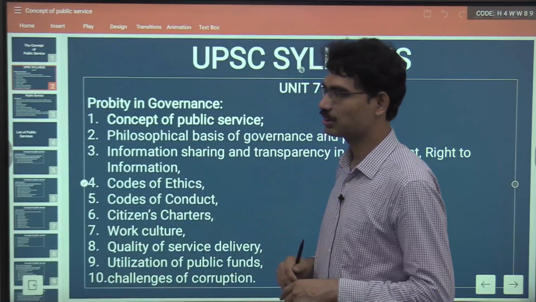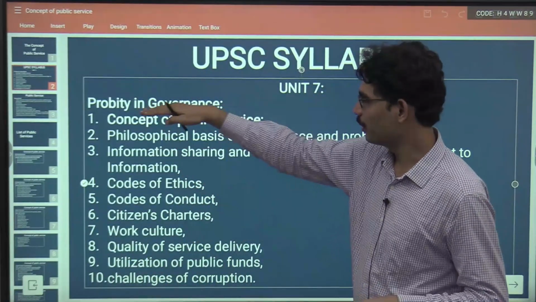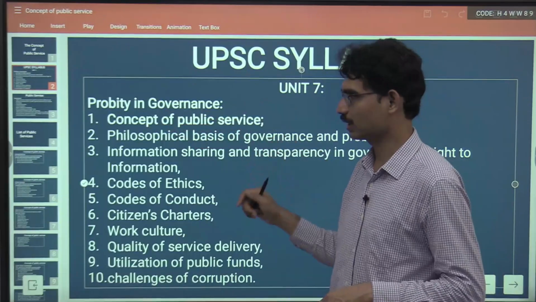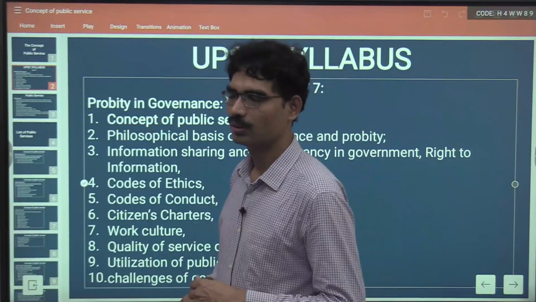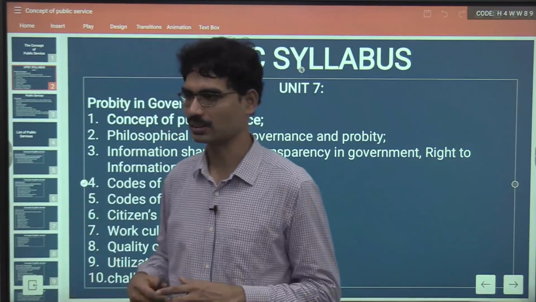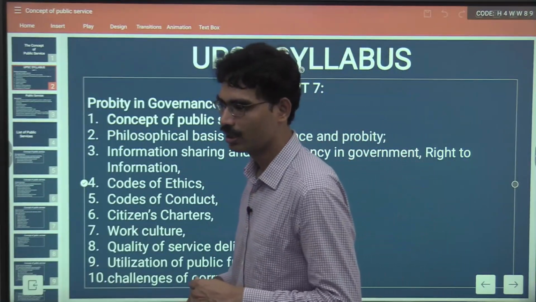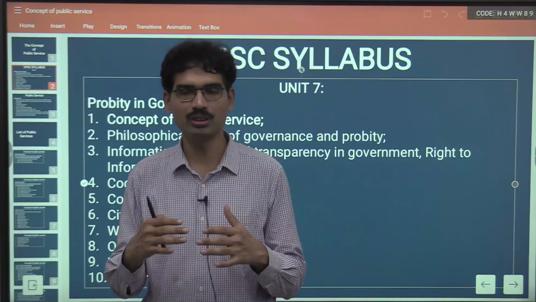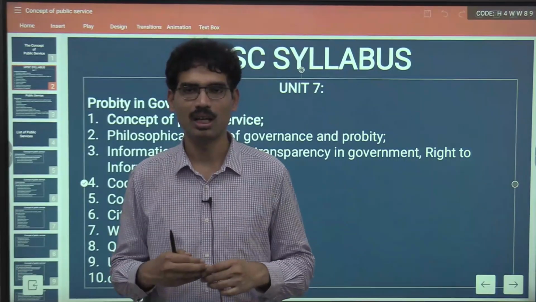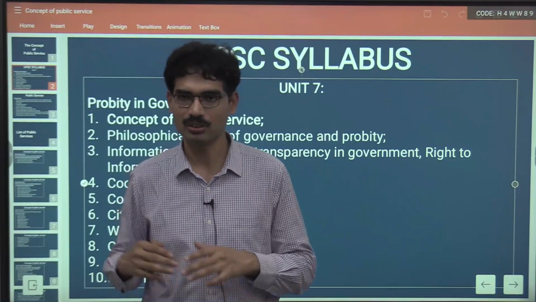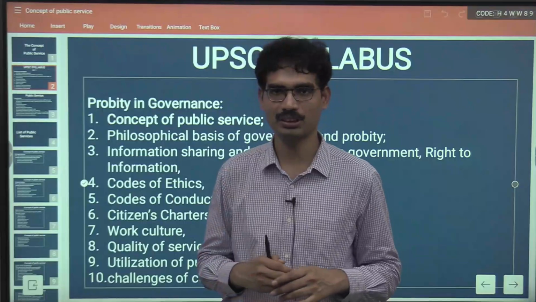With this session, we have started unit number 7, probity in governance, the concept of public service. So this was the topic which we have discussed in this session. In the next session, we will see the philosophical basis of governance, how different philosophers have viewed how government should be, how governance should be in the country. That topic we will see in the next coming session.